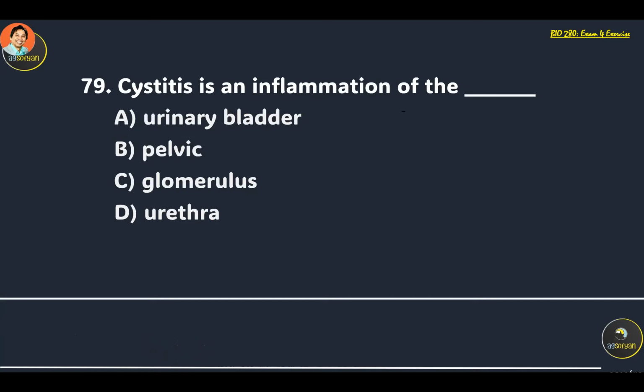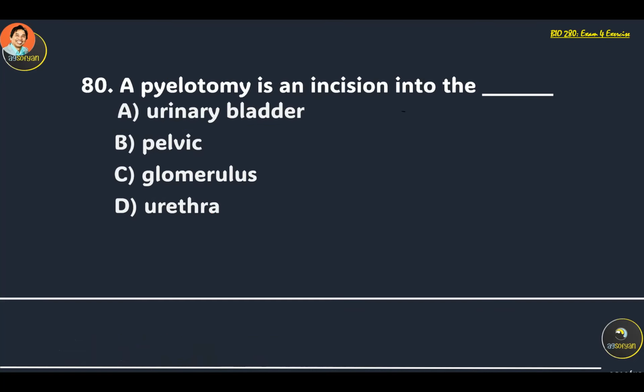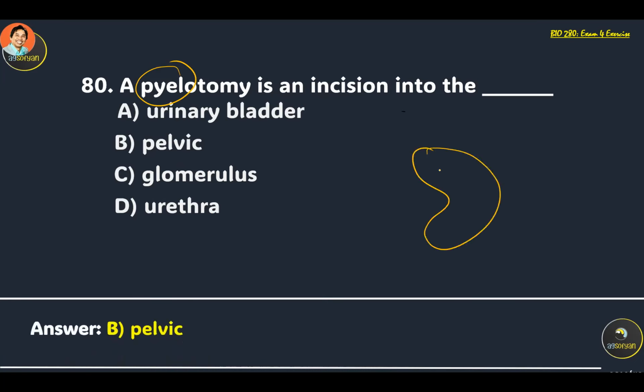Cystitis is an inflammation of the bladder. So this is bladder inflammation. Pyelotomy is an incision into the pyelo. Pyelo is related to the pelvis. Remember this kidney, it has a pelvis over there. So pyelotomy is an incision into the pelvis.